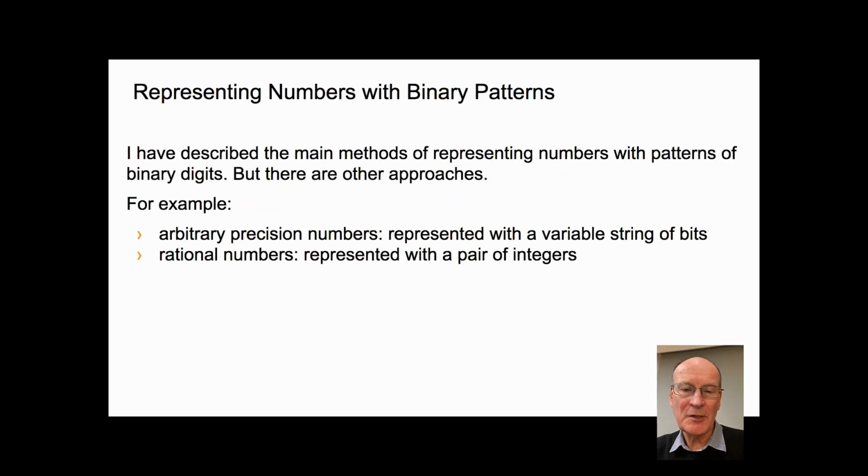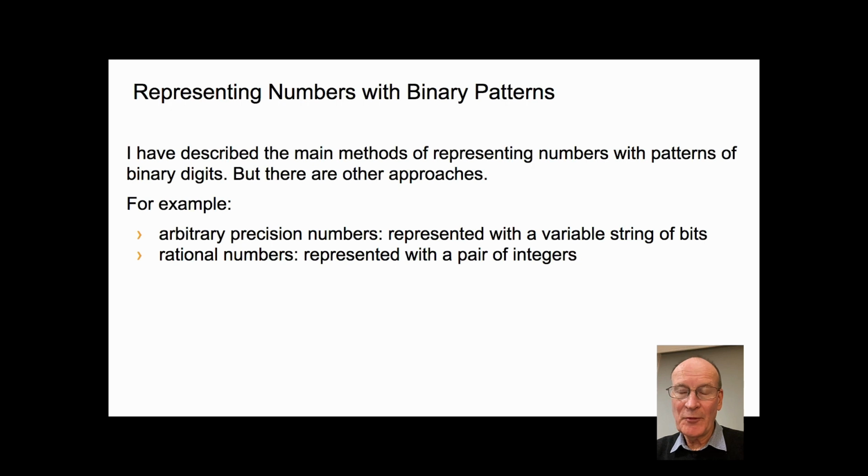So I've described some of the main methods for representing numbers with patterns of binary digits. There are some other approaches which I won't really spend much time on. For example, if you want to represent really big numbers, way bigger than 32 or even 80 bits, then there are systems which will give you what they call arbitrary precision, and they represent numbers with a variable length string of bits. If you use the Python language, which we will in this course, then it implements arbitrary precision for integers. And so you can have as long a number, or bigger number as you like, and it just simply represents it in more and more bytes.